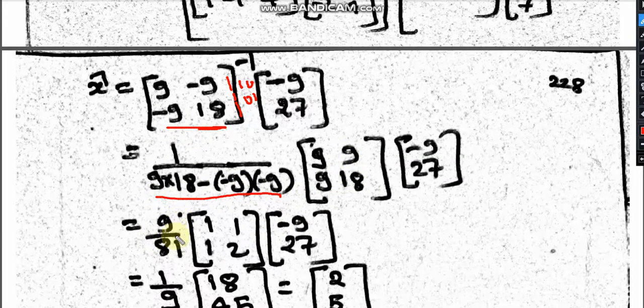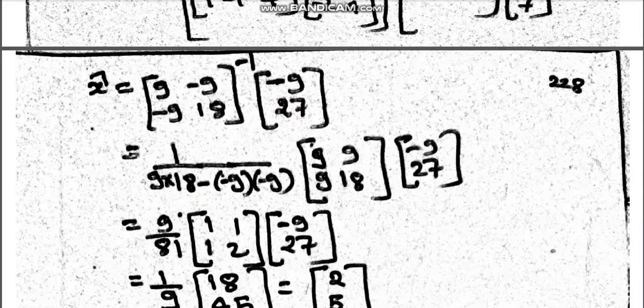So if I take that 9 by 81, here I am getting 81. I am taking 9 outside of this, so I have 1, 1, 1, 2. So I'll be having it as 1 by 9. If it doesn't strike your mind, you can just take 1 by 81 and keep this 9, 9, 9, 81.